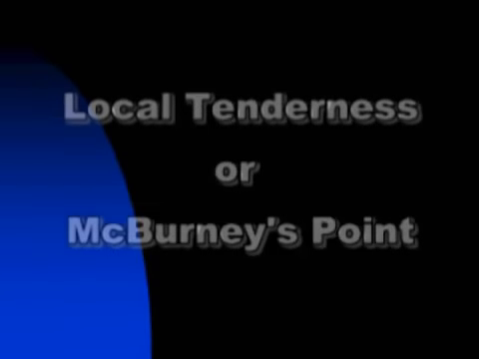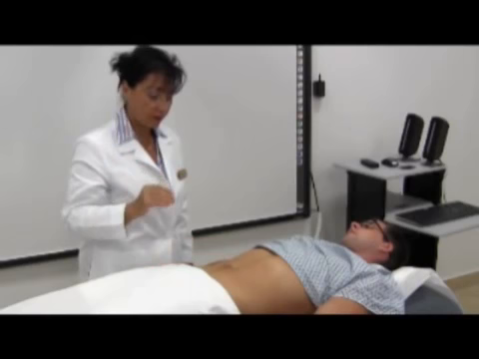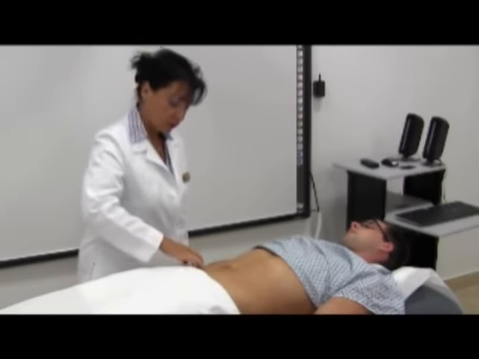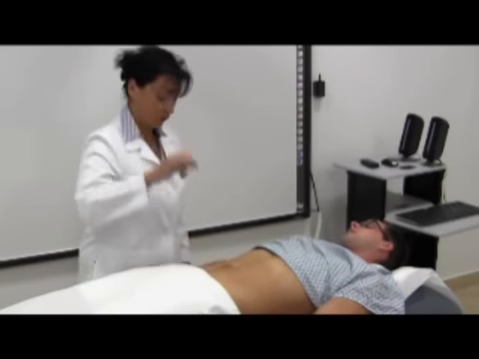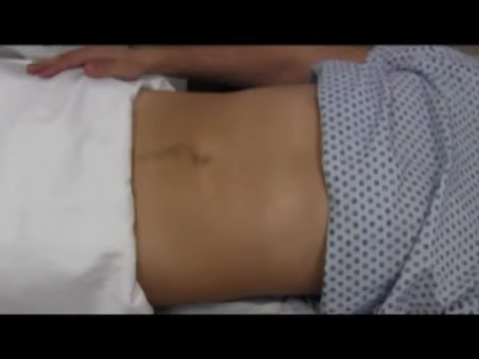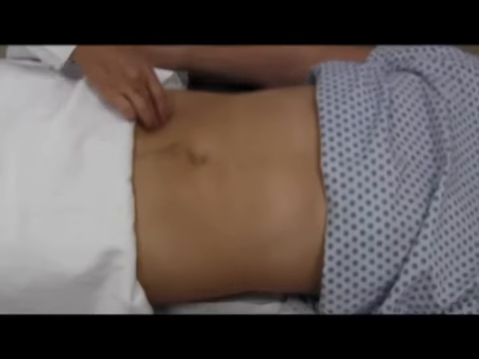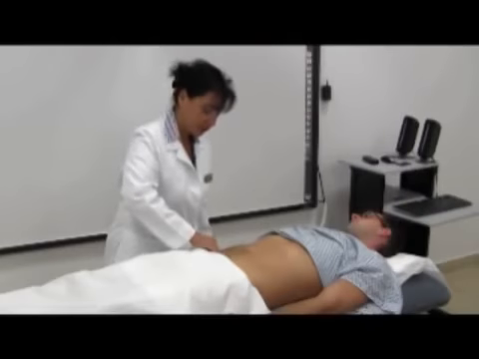Local tenderness or McBurney's point. Search carefully for an area of local tenderness. Classically, McBurney's point lies on the medial 2/3 of a line drawn from the anterior superior iliac spine to the umbilicus.